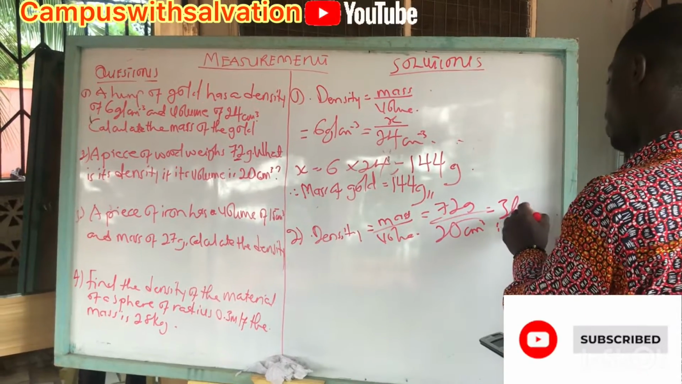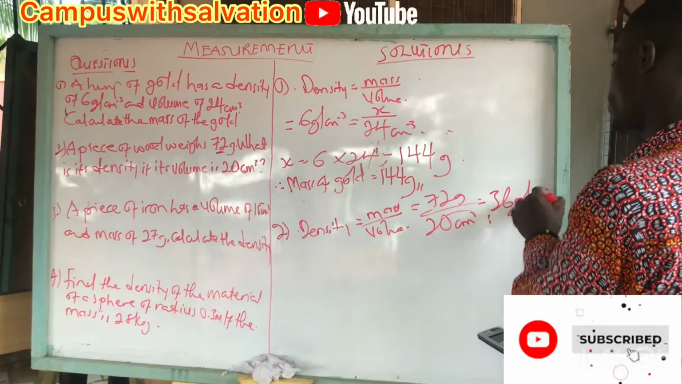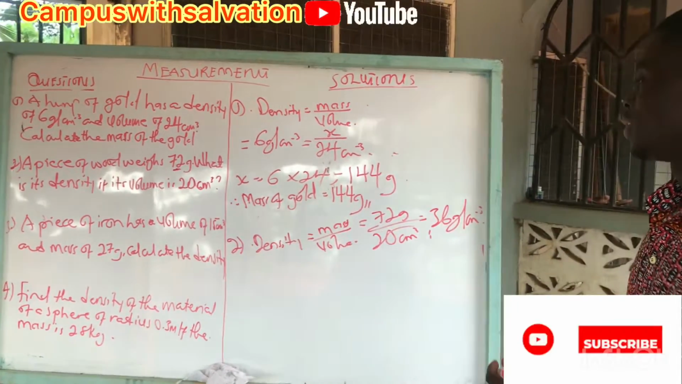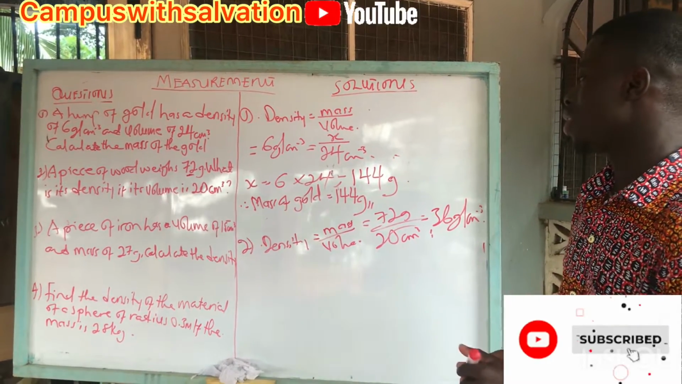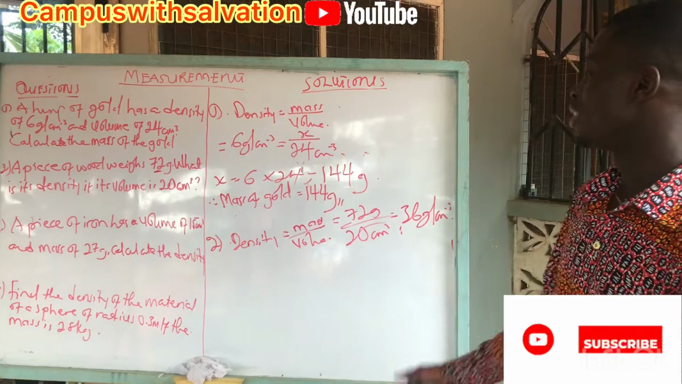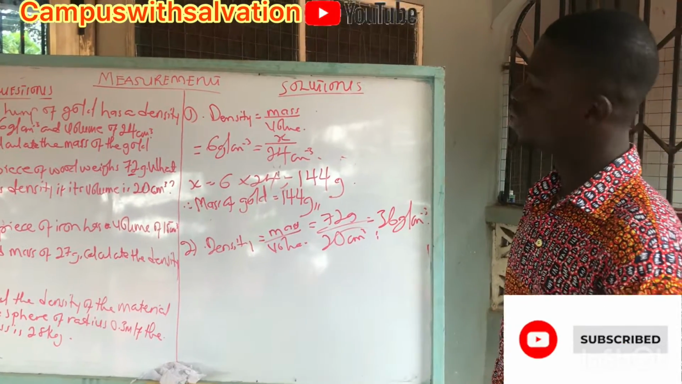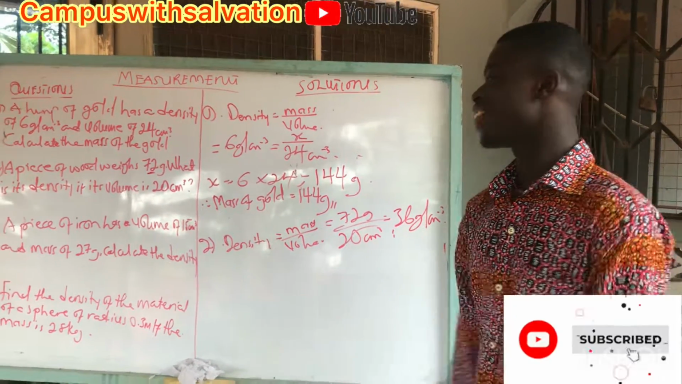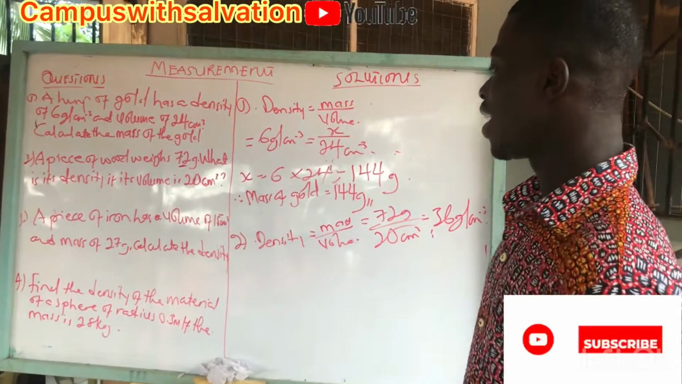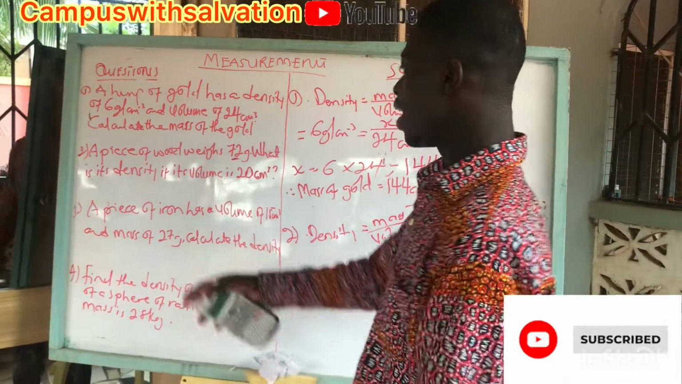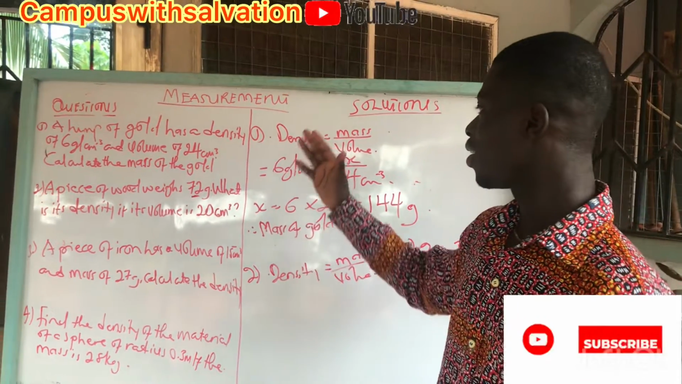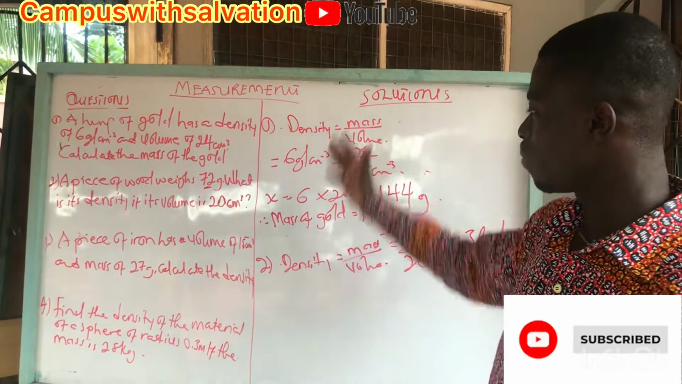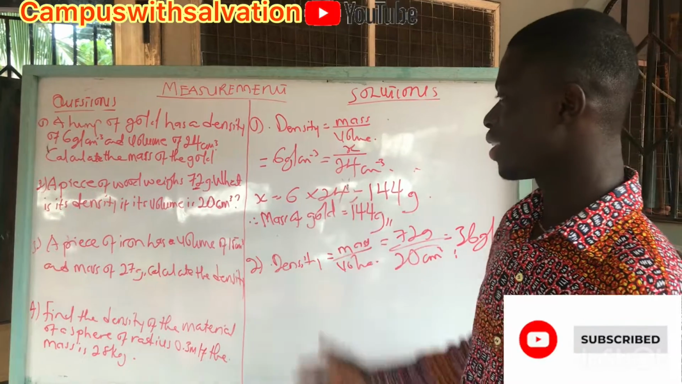3.6 grams per cm³. So after calculating for density, you just use grams per cm³. So this is how the solution goes. Very simple, but if you don't understand, you might think the question is difficult. So let's come here. Question number 3.